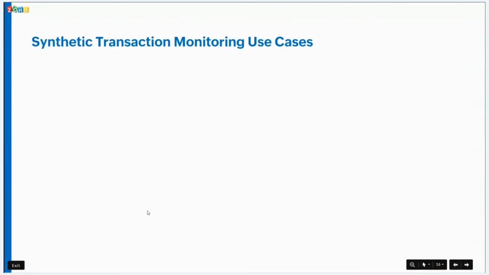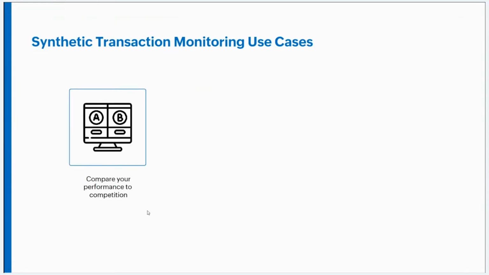Now that we've seen how to add a real browser monitor, let's see where it can be used. So what are the use cases of synthetic transaction monitoring? Comparing your performance to competition. With synthetic transaction monitoring, you can set up benchmark scenarios to see how your applications are performing over time. You can also benchmark your company's performance against top competitors with a certain historical time frame or within a specific geographical region. This approach will help you establish a strategic outlook and preserve competitive advantage in the marketplace.